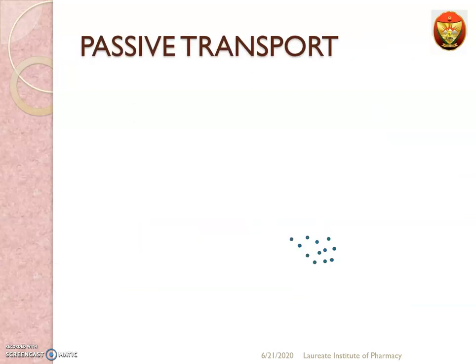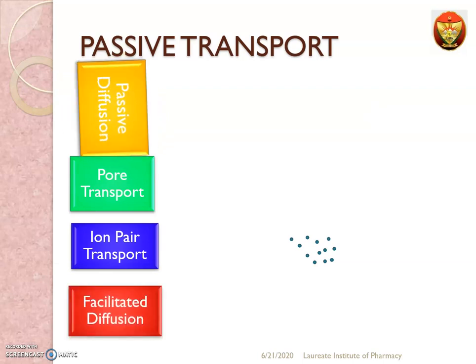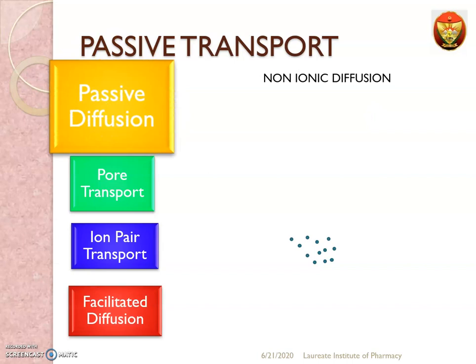Let us see about passive transport. Passive transport involves four mechanisms: the first is passive diffusion, second is pore transport, the third one is ion pair transport, and the fourth one is facilitated diffusion. Let us see about passive diffusion. It is also known as non-ionic diffusion because it does not involve any ion interaction. Most of the drugs, 90% of the drugs, follow this mode of drug absorption, and it is based on the concentration gradient or the electrochemical gradient.